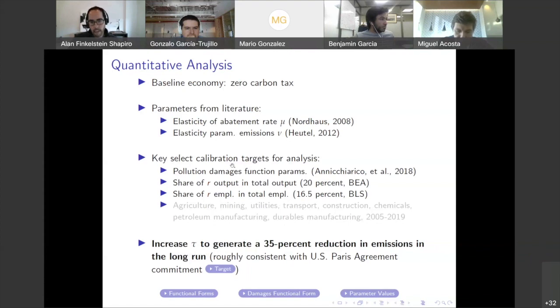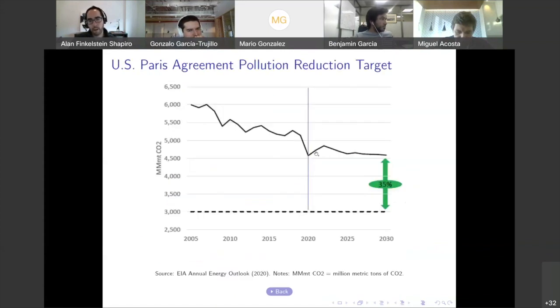Now, having calibrated the model to these targets, and others, what we end up doing is we increase this carbon tax to generate a 35% reduction in emissions in the long run. And this is roughly consistent with the commitments that the Biden administration has made. We're in 2020, we've seen a reduction in emissions, and what remains to be done from now until 2030, which is the target for the Biden administration, is roughly a 35% reduction in emissions.